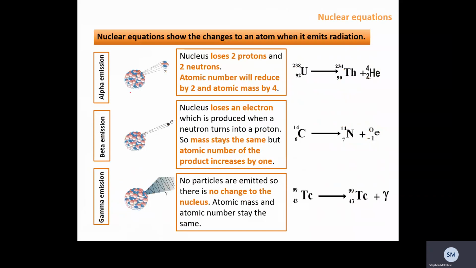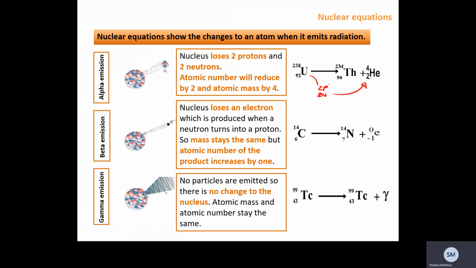In alpha emission, the nucleus loses 2 protons and 2 neutrons. The atomic number will reduce by 2 and atomic mass by 4. So this is the atomic number here, uranium-92. It releases 2 protons and 2 neutrons. The symbol for that is this.